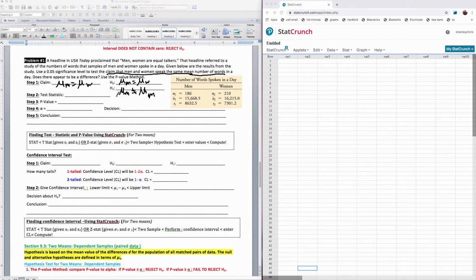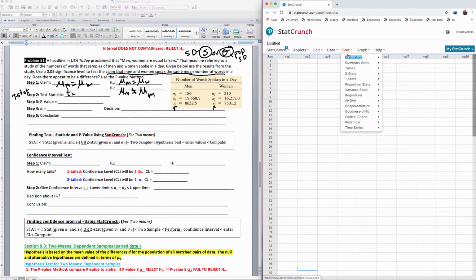Okay, so now we're going to have to run the test. When I run the test, I have to ask, are we using s or are we using sigma? Remember, this is the population SD, and this is the sample SD. Right here we are using s's, so we're going to use a t-stat. When we run the t-stat, it's going to give us a t-score. We don't have the data, but we have a summary of the data.